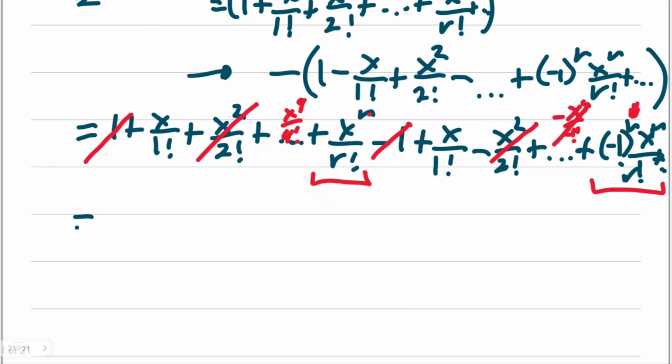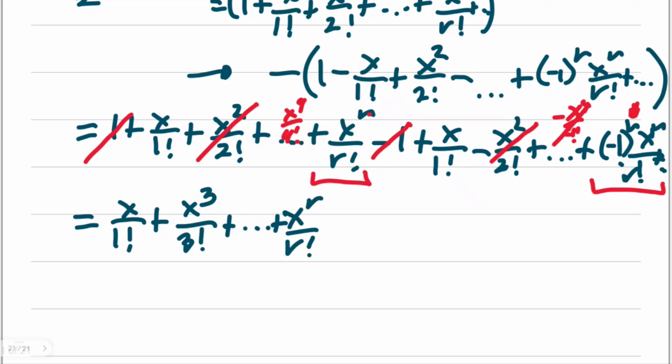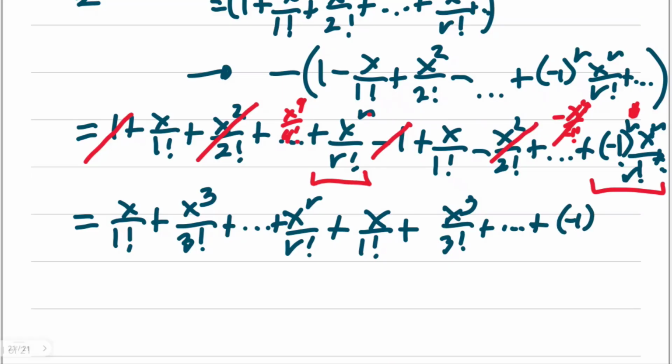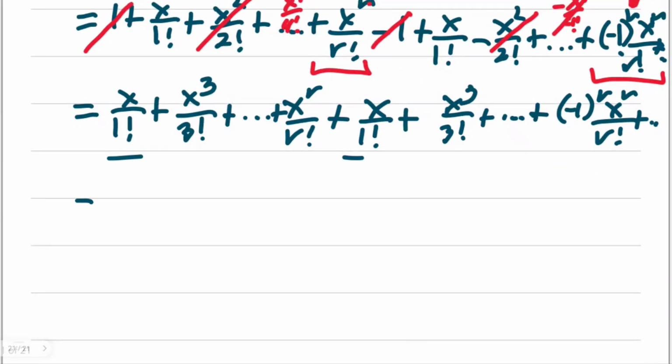Looking into that, you'll have here x over 1 factorial plus you're expecting x cubed over 3 factorial in the middle, plus so on and so forth until again x to the power of r over r factorial. Here, you will still have x over 1 factorial. You're also expecting x cubed over 3 factorial, and so on and so forth until again negative 1 raised to r, x to the power of r over r factorial. Now, you have 2 of this. This will be simplified as twice x over 1 factorial plus twice x cubed over 3 factorial.